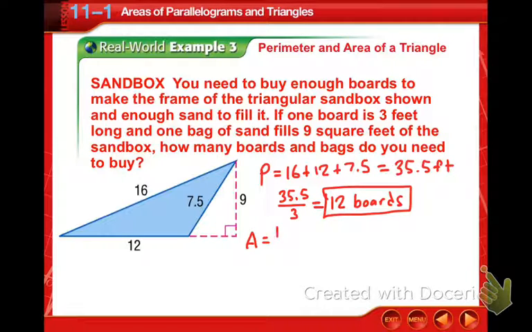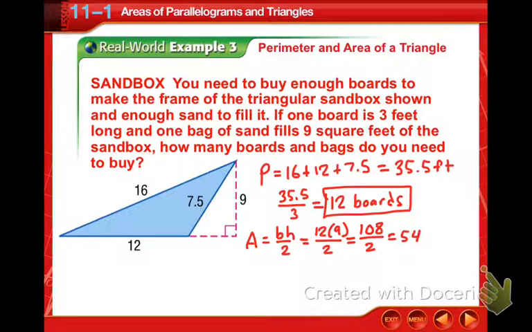it's base times height divided by 2. We are thankfully given our height here, so we don't have to find it. That's the 9. So our base is 12 times 9 divided by 2. 12 times 9 is 108. And 108 divided by 2 is 54.